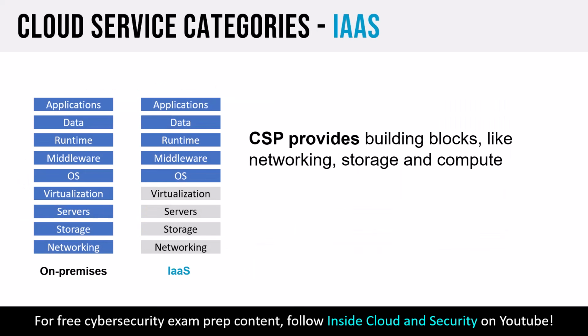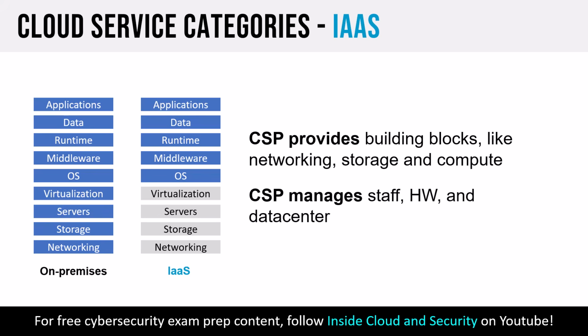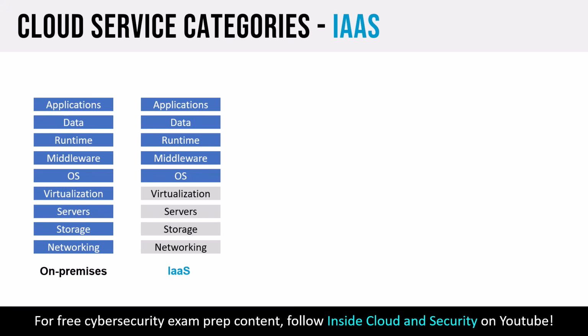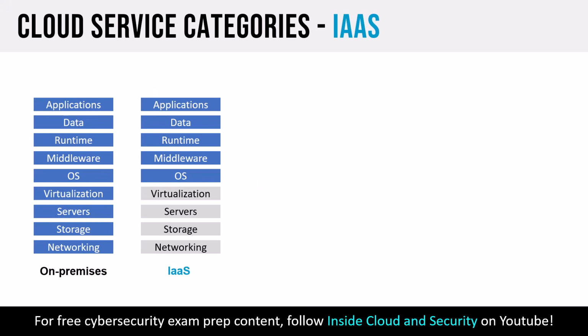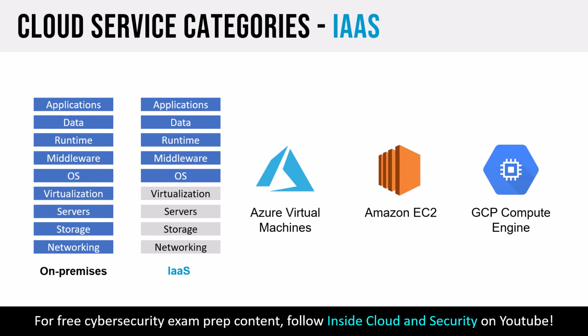So just to name the advantages here, the CSP provides the building blocks, network, storage, and compute in the IaaS scenario. The CSP manages the staff, the hardware, the data center, and that gives us some key benefits here. Usage is metered, so we're paying for what we use. It eases our scale up, our scale out, our scale down. It reduces our energy and cooling costs in the data center because we're shifting our data center to the CSP's data center, right? Examples here include Azure Virtual Machines, Amazon EC2, and Google Cloud Platform's Compute Engine.